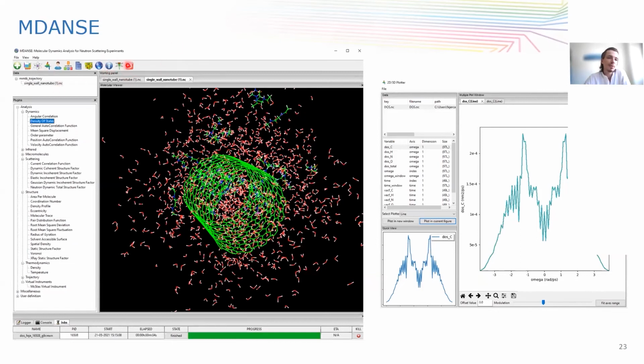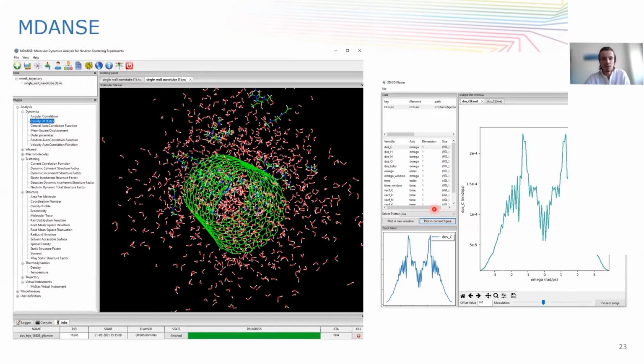Basically, what the software takes as input is a trajectory we computed from an MD simulation. The output is, again, thermodynamic properties, structure properties, or dynamic properties. As an example, here I'm showing a carbon nanotube with a solution of water where I calculated the vibrational density of states. So this is for the molecular dynamics part.